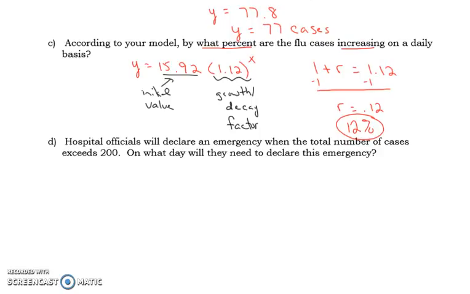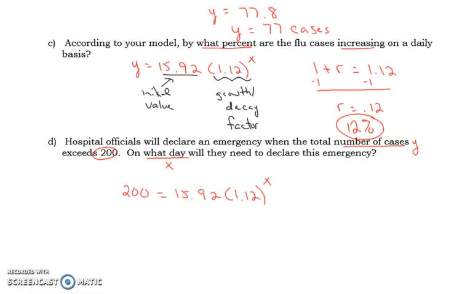Okay, part D, hospital officials will declare an emergency when the total number of cases exceeds 200. Now remember, total number is the y value, and we want the y value to be exceeding 200. And it says, on what day will they need to declare this emergency? And that means I'm solving for x. So what I'm going to do is use my model, and substitute 200 in for y. And I have to solve for x.